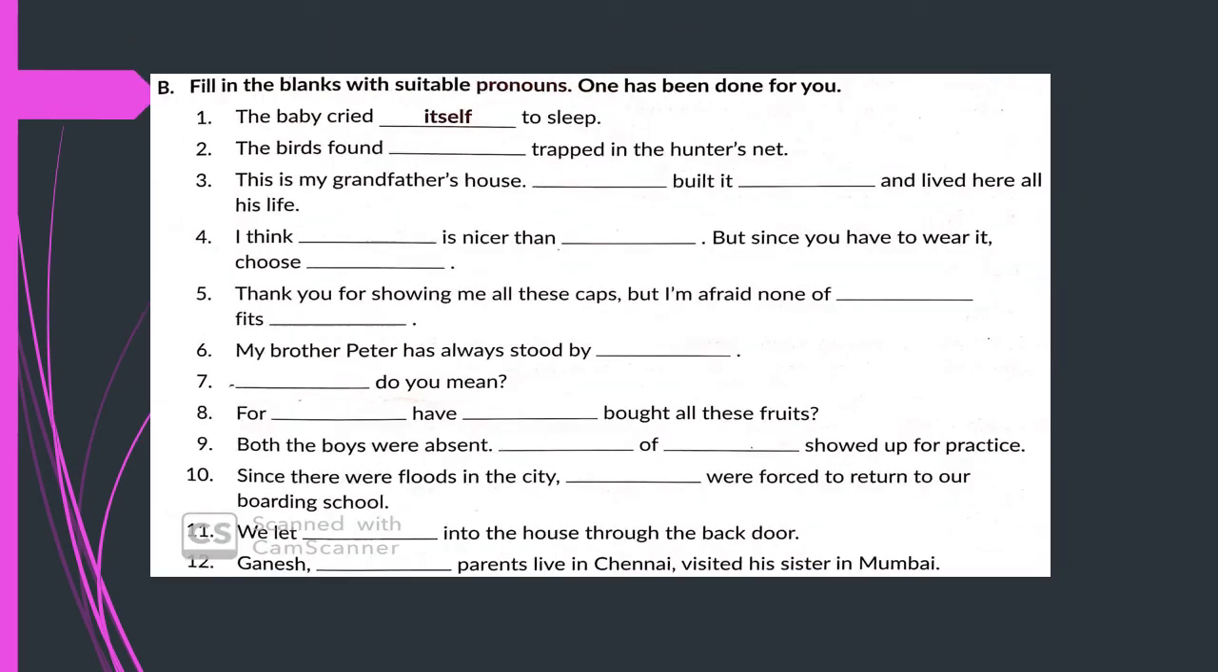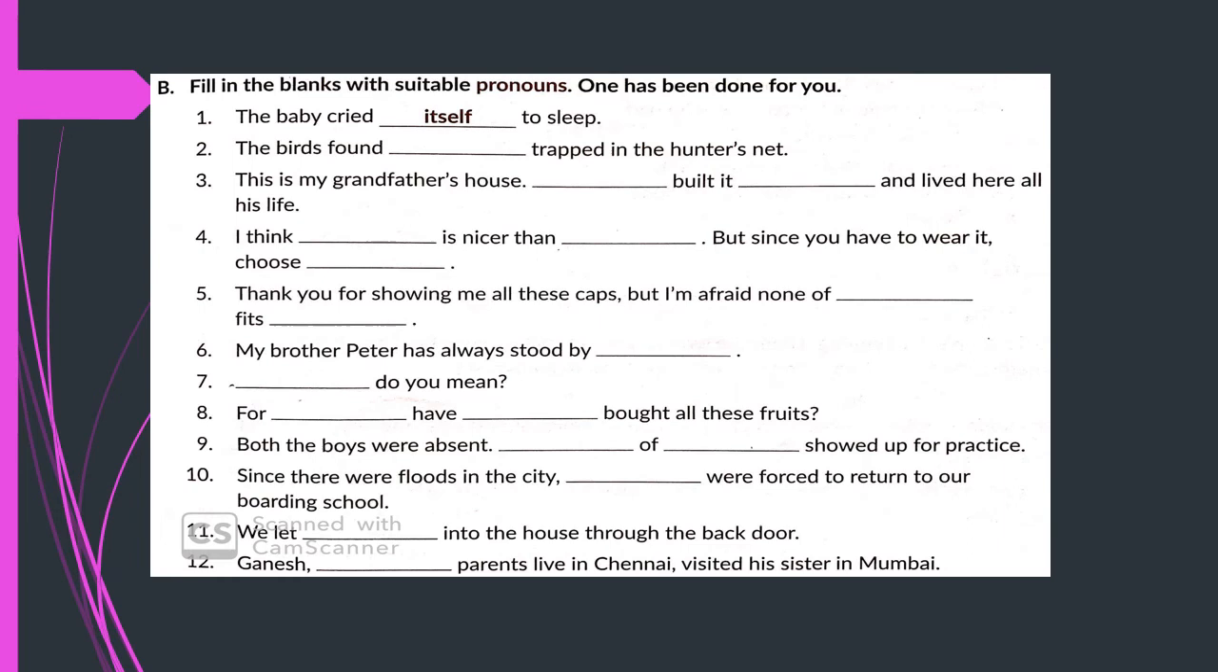Fill in the blanks with the suitable pronoun. One has been done for you. The baby cried itself to sleep. Let me help you with the next one. The birds found themselves trapped in the hunter's net.